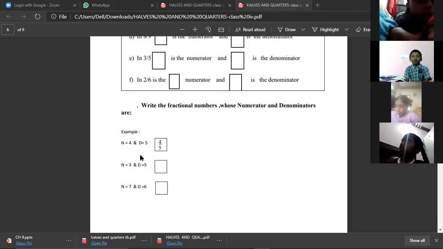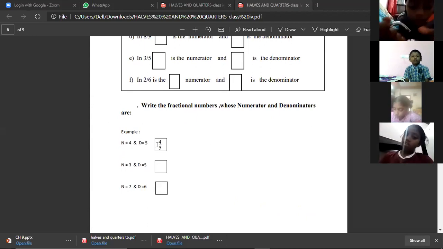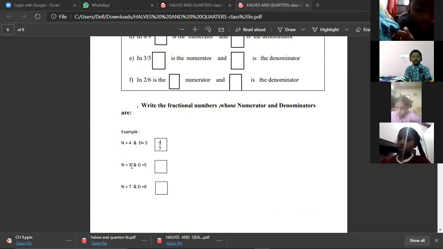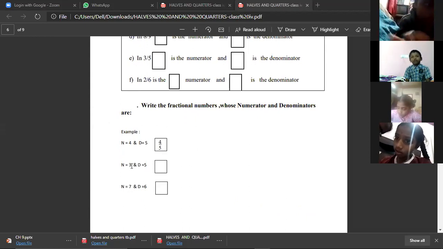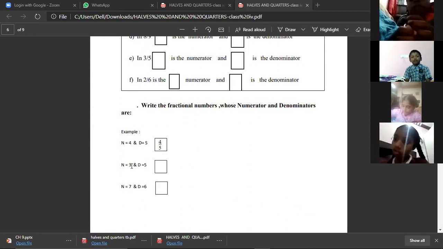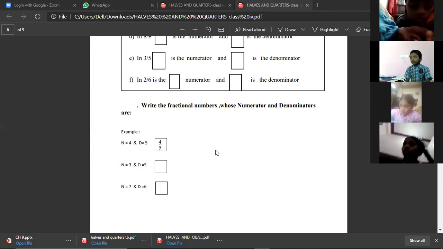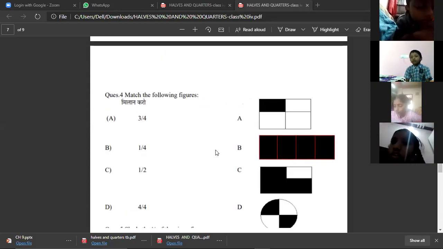Like this. Numerator is 4, denominator is 5. The fraction is known as 4 by 5. Numerator 3, denominator 5. The fraction is called as 3 by 5. Numerator 7, denominator 6. The fraction will be 7 by 6. All these I am going to share with you. You please do in the classwork and submit to me.